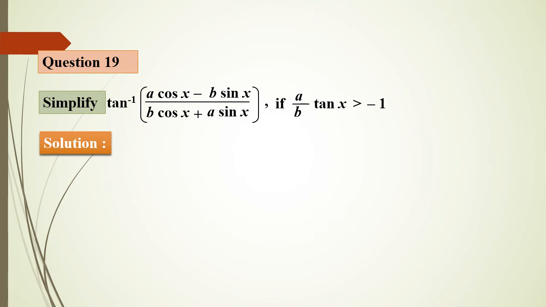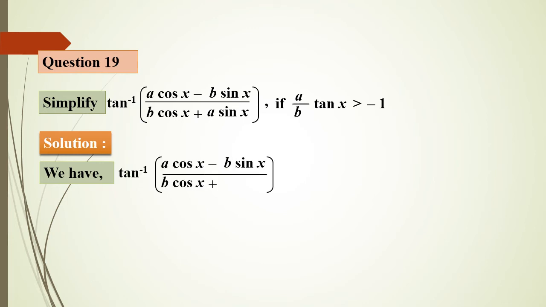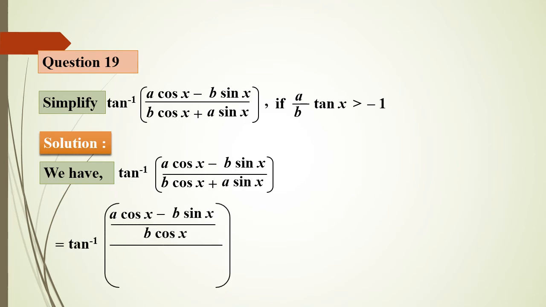Now you do one thing: divide in the numerator as well as the denominator side by b cos x. If there were no constant term, just cos x could be divided in the numerator as well as the denominator. But with cos and sin some constant terms are given, so when you divide by the trigonometric function cos x, you take b. Next, tan inverse of a cos x minus b sin x divided by b cos x, divided by b cos x plus a sin x divided by again b cos x.